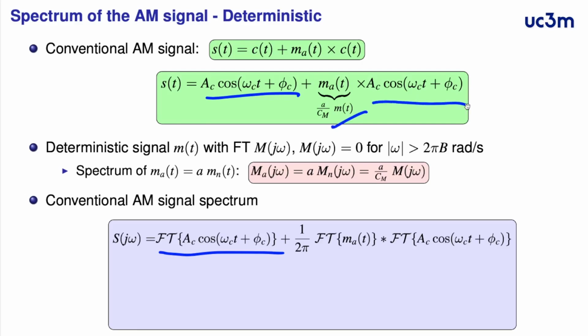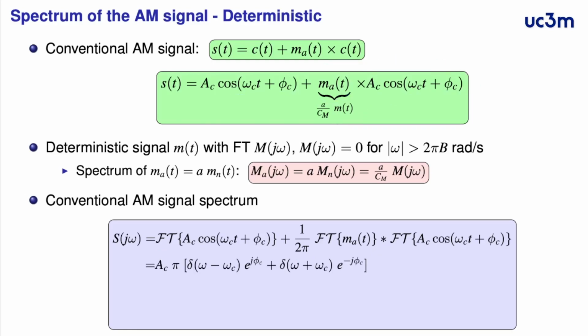If we have a product in the time domain, we have a convolution divided by 2 times pi in the frequency domain, the convolution of the Fourier transform of MA and the Fourier transform of the cosine of the carrier. The Fourier transform of a carrier is just given by 2 deltas shifted to omega c and to minus omega c with the corresponding phase factors introduced by the phase phi c and with amplitude, the carrier amplitude times pi.